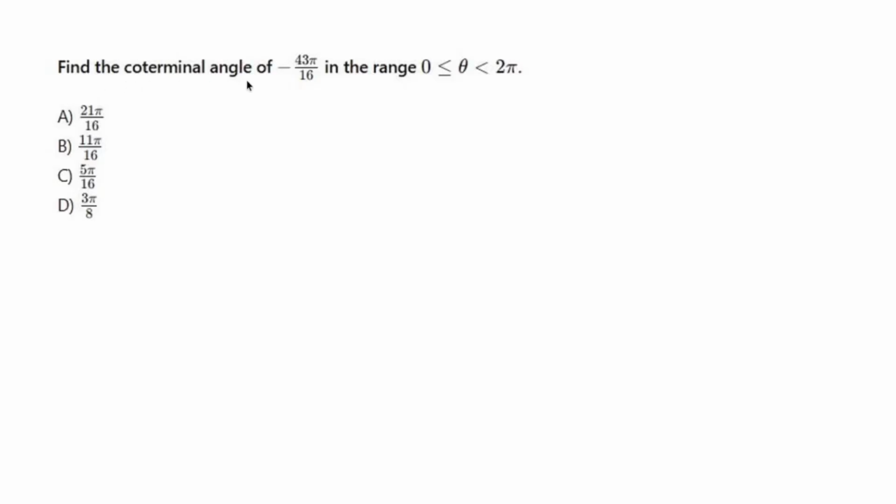So g of 43 is also going to be 1. Find the coterminal angle of negative 43 pi over 16 in the range 0 to 2 pi. So a coterminal angle, or a regular angle for that matter, is going to be something that lives in between 0 and 2 pi.